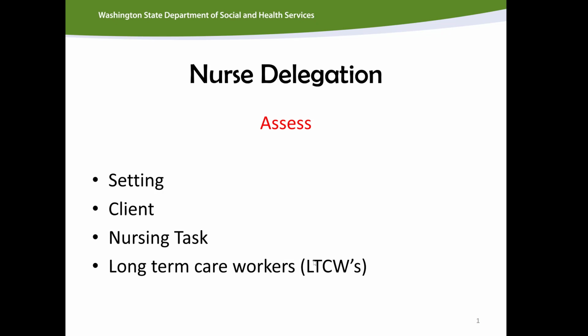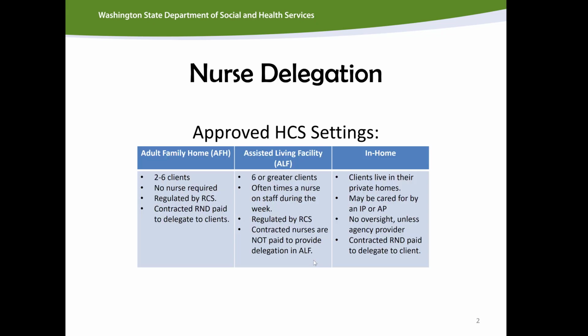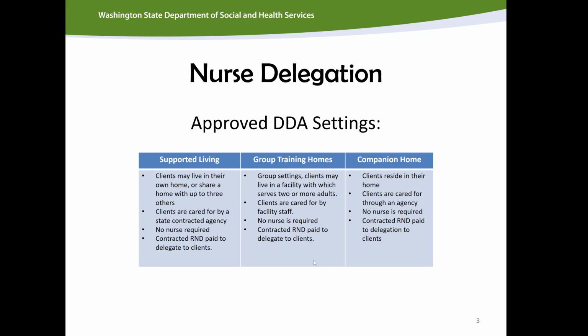This training will be talking about assessment. What we'll be assessing for is the setting, the client, the nursing task, and the long-term care worker. Approved home and community settings are adult family homes, assisted living facilities, and in-home clients. Approved Developmental Disability Administration settings are supported living, group training homes, and companion homes.